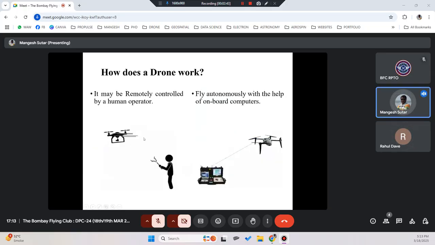Okay, so now let's understand how a drone flies, or how a drone works. It may be remotely controlled by a human operator. As a human operator, you use a remote control and fly the drone. The controls are fed to the drone, and then the drone flies as per your commands. Or, using the GCS, you can fly autonomously with the help of the onboard computer. You feed the data, define the mission plan and everything, and your drone performs the functions based on the flight plan. So autonomously it will fly.